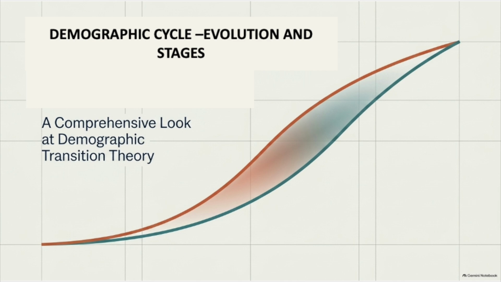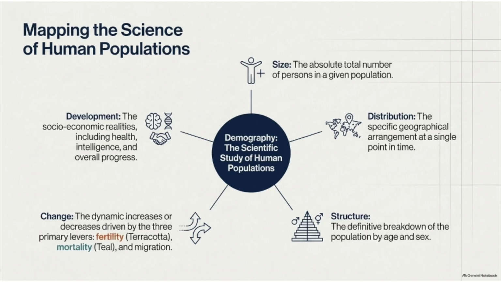Hello everyone. Have you ever wondered why some countries are exploding in population while others are shrinking at the very same time? Today we are going to explore the demographic cycle, its evolution, and its stages, giving us a comprehensive look at demographic transition theory. Let us begin. Demography is the scientific study of human populations.